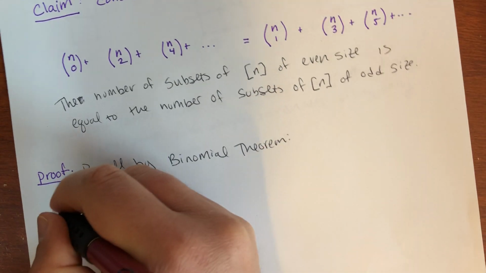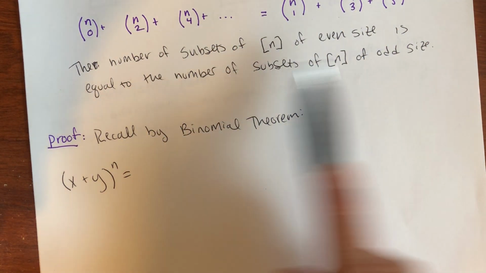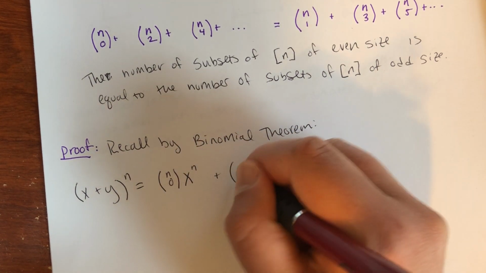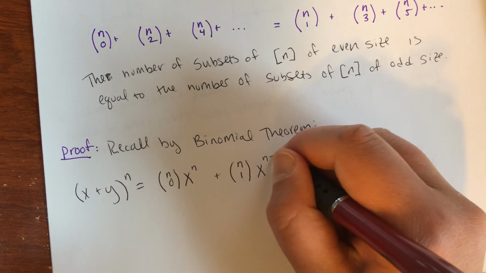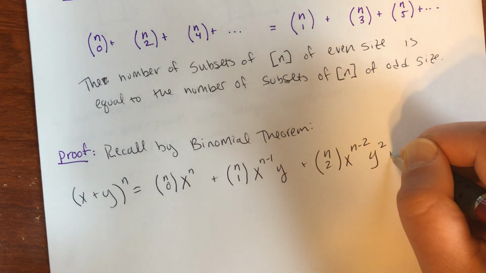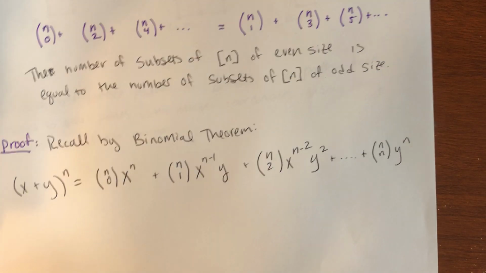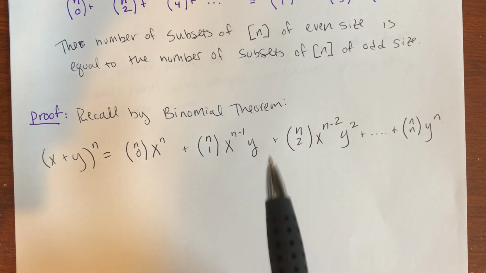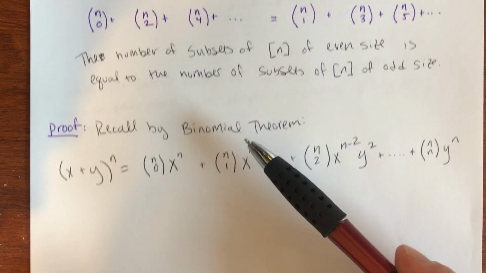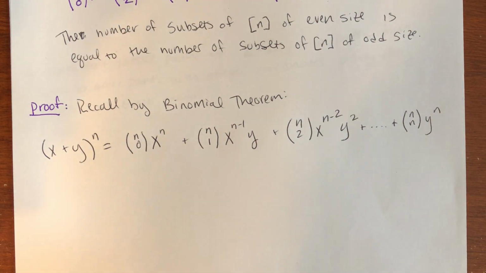we know that for any x and y, x plus y to the nth power is equal to this sum, right? n choose 0, x to the n, plus n choose 1, x to the n minus 1, y, plus n choose 2, x to the n minus 2, y to the 2, etc., until we get to our last term, which would be n choose n times y to the n. All right, so these binomial coefficients, n choose k's, become our coefficients when we expand this binomial to the nth power. Right, this is what we talked about on the last page.